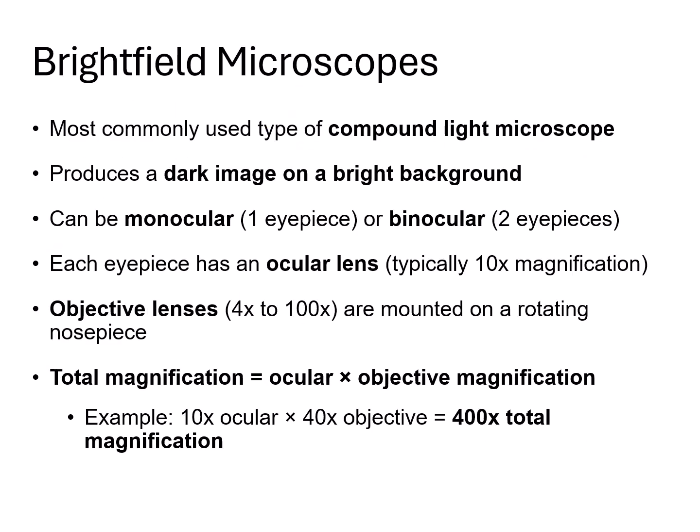The bright field microscope is probably the most commonly used type of microscope. It's what we have in our labs, and it's probably what you used in your previous courses as well. So this is the most common type of compound light microscope, and it produces a dark image on a bright background. They can be either monocular if they have only one eyepiece, but these days we usually try to stick to binocular light microscopes with two eyepieces. Each eyepiece has an ocular lens within it that usually has a 10 times magnification, although this can vary and it's written on the eyepiece.